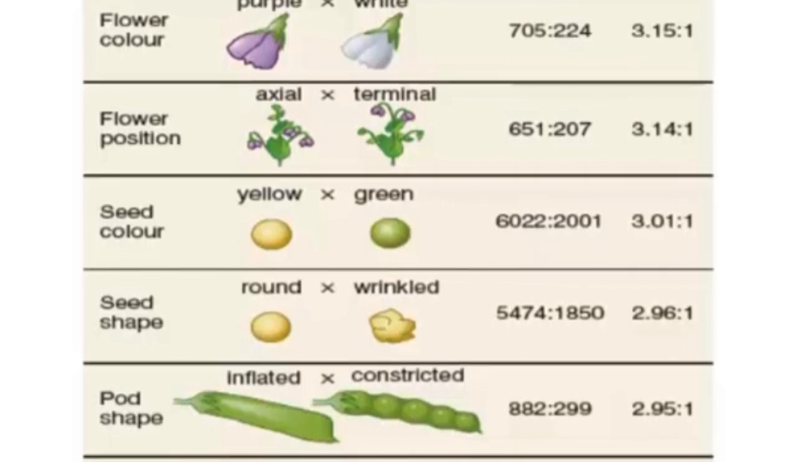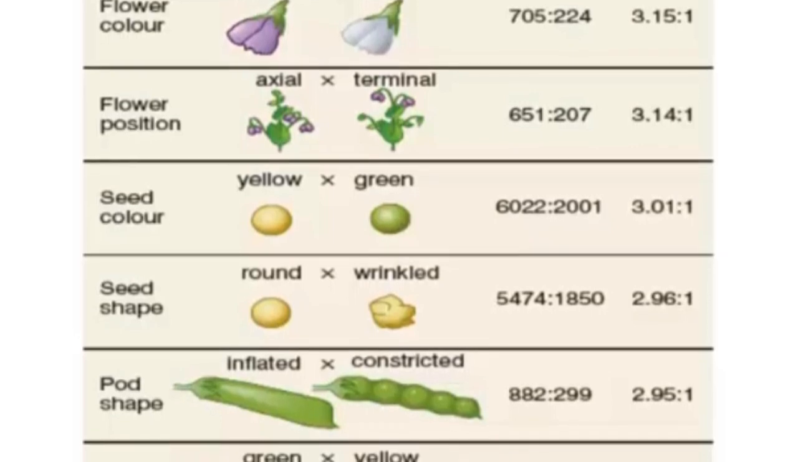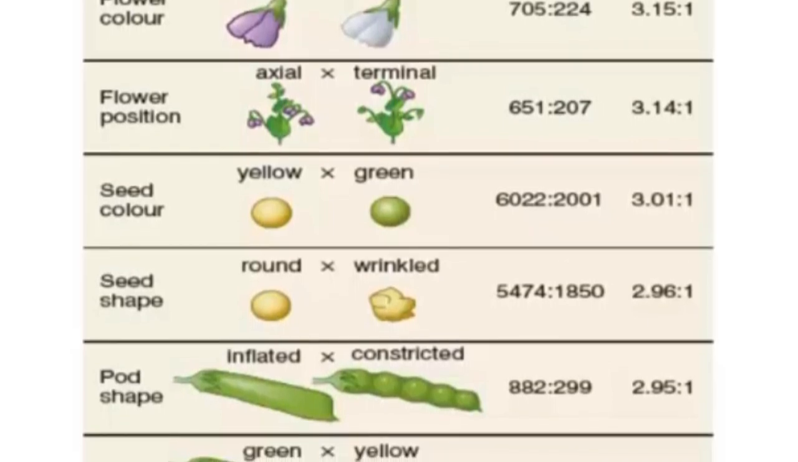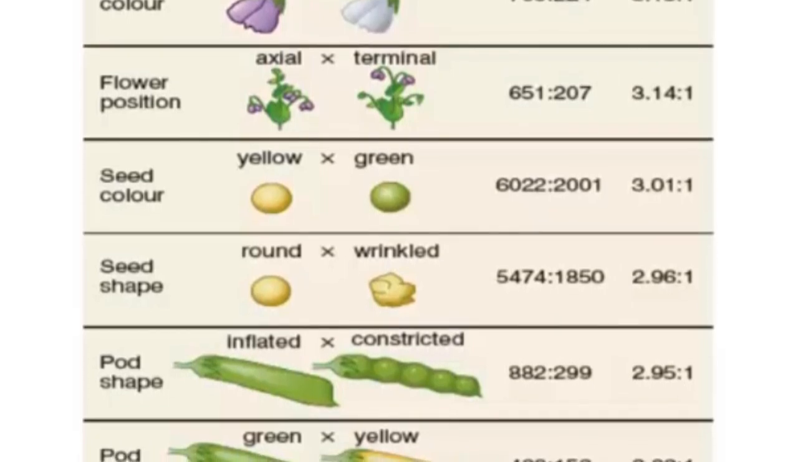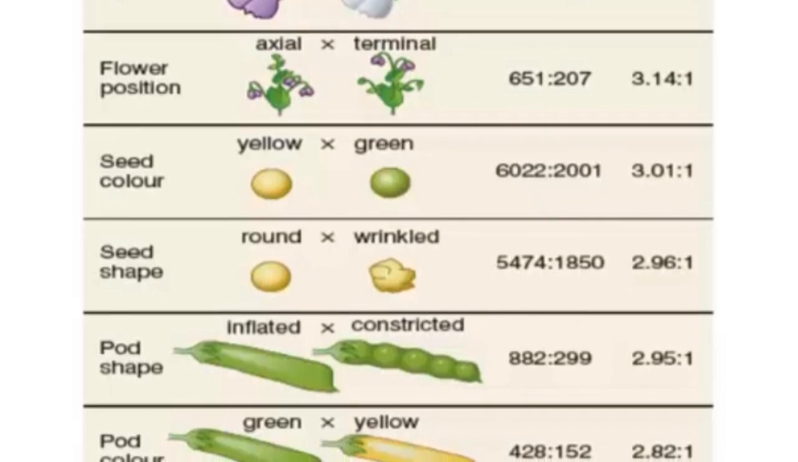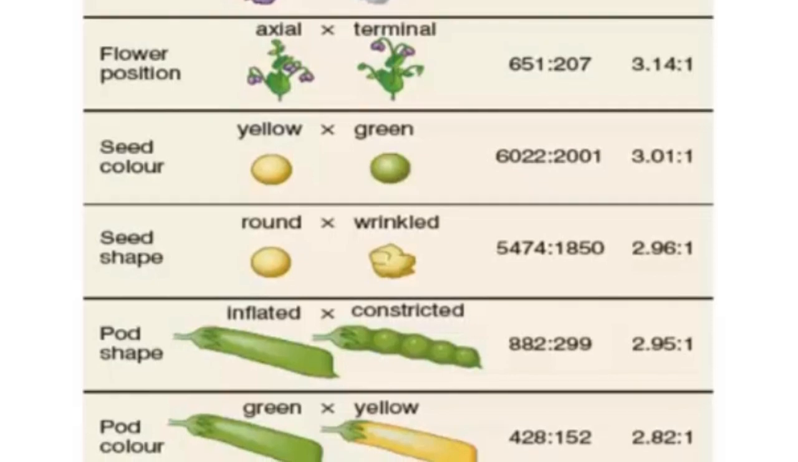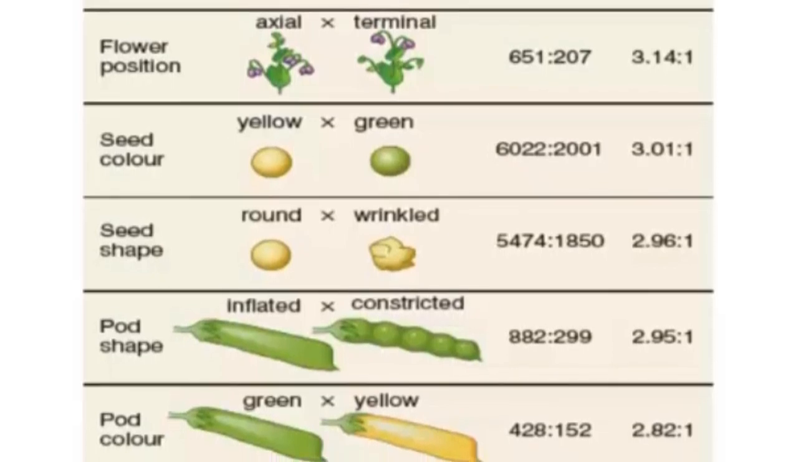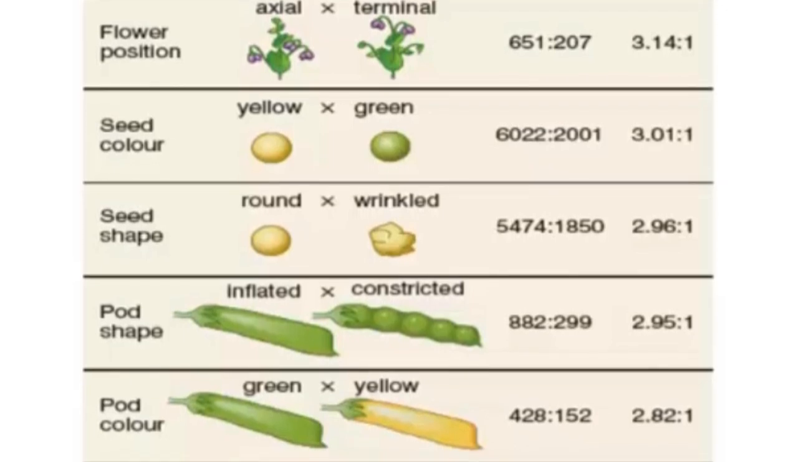It goes on with axial and terminal flower position. If you divide 651 by 207, you get 3.14 to 1. You can check and divide for all his 7 contrasting characteristics.